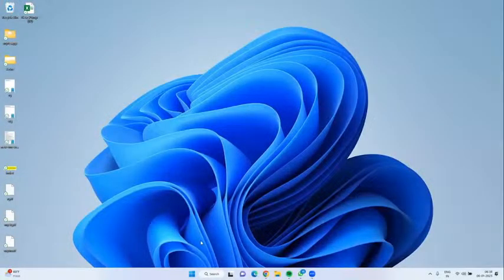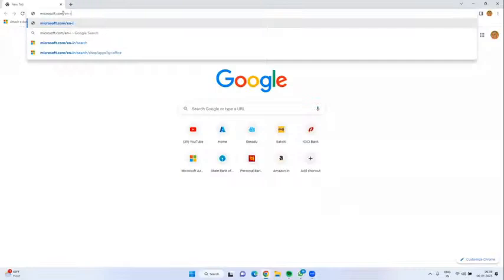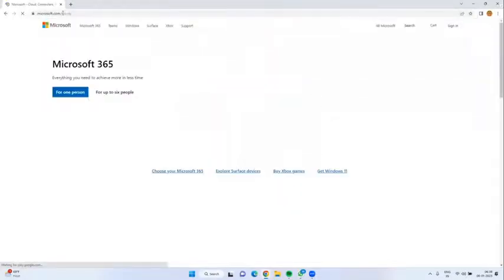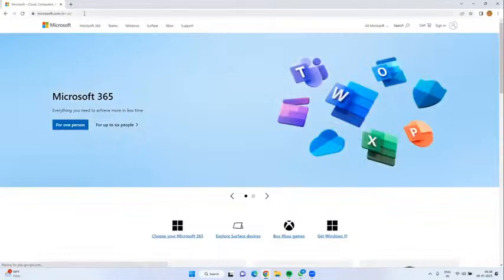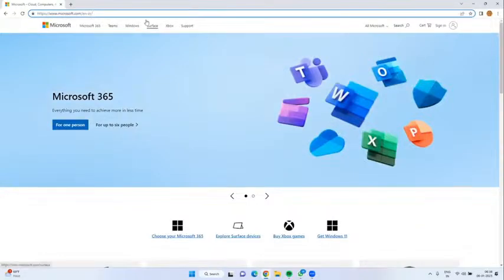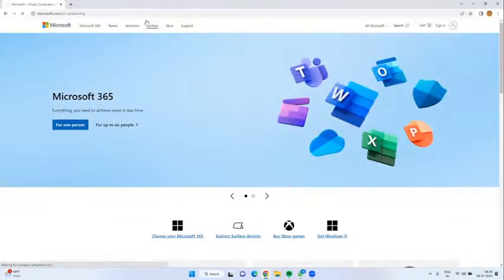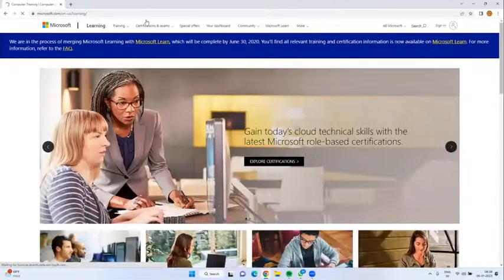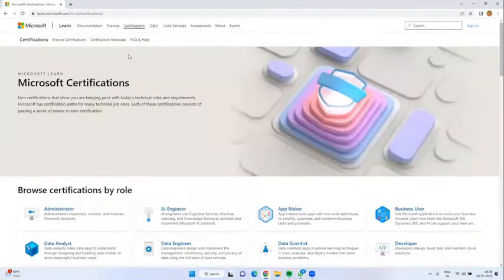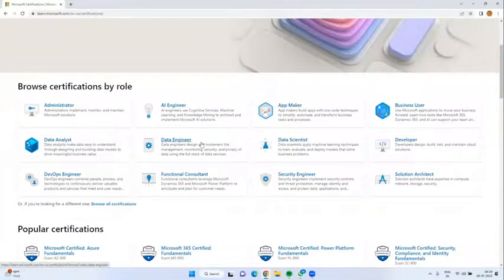For Azure related certification information, just go to Microsoft.com. This is the official site. At the end of the URL, just type learning. These are the different types of certifications.